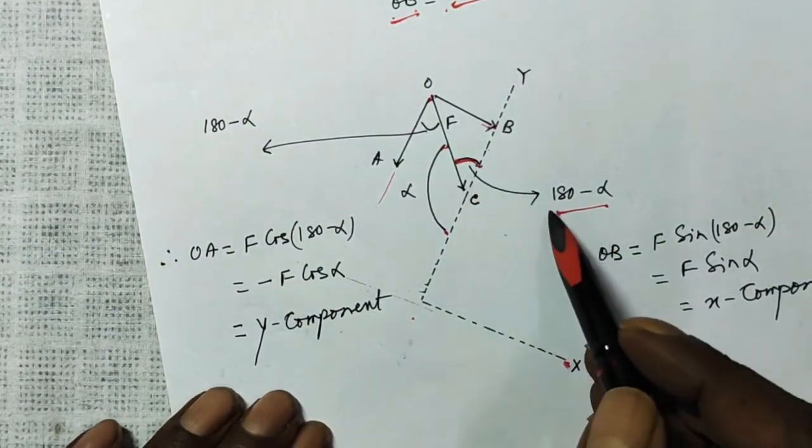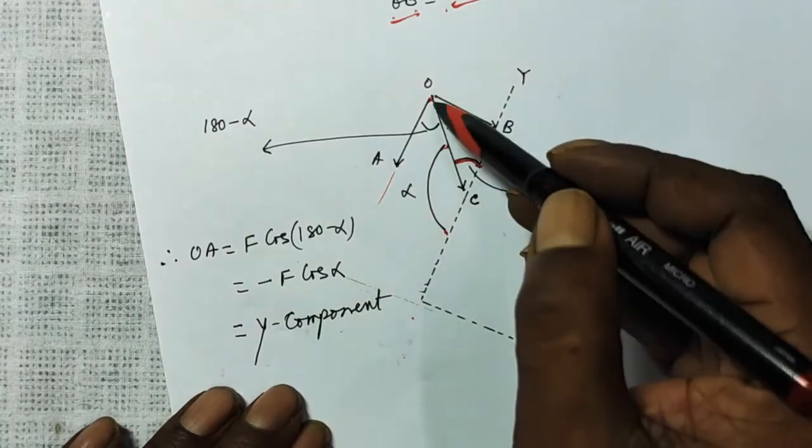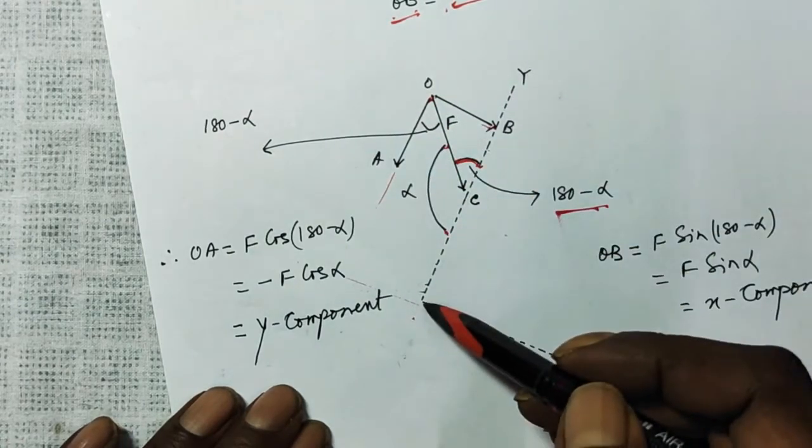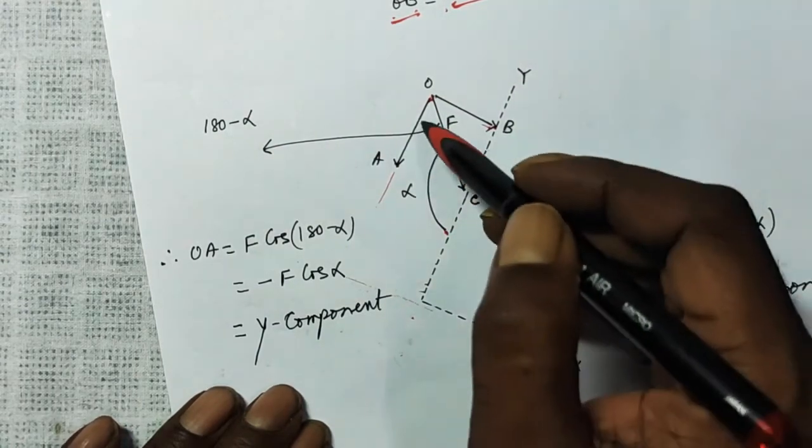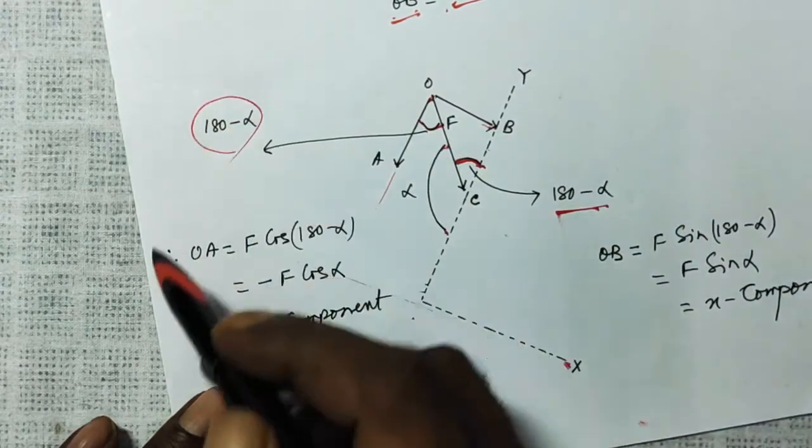Now this angle we have found as 180 minus alpha. This line is parallel to the y-axis. So if this angle is 180 minus alpha, this angle is also 180 minus alpha.